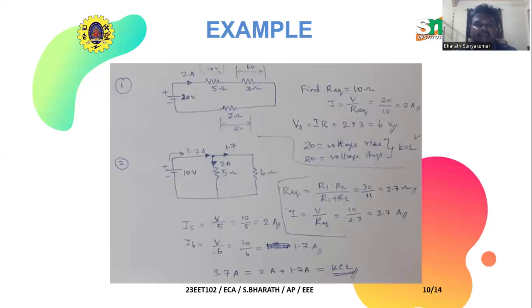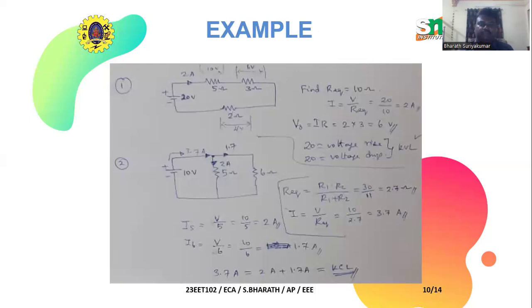In the second example, we have a 10-volt source feeding a junction point. The current moves out from the junction point through two resistances of 5 ohms and 6 ohms respectively. The total current out of the circuit is 3.7 amps. When we calculate at the junction point, I5 is V by 5, that is 10 by 5, equal to 2 amps, and I6 is V by 6, that is 10 by 6, equal to 1.7 amps. The total is 2 plus 1.7, which is equal to 3.7 amps.